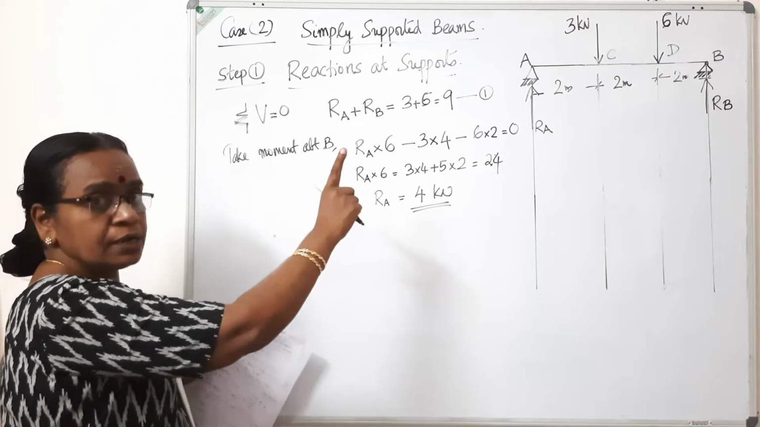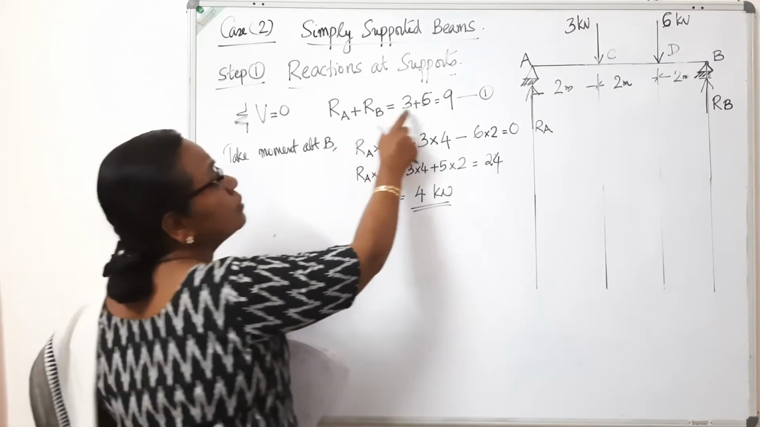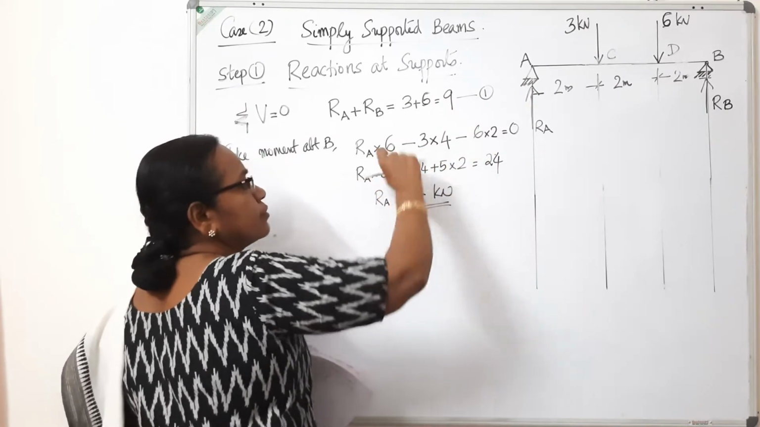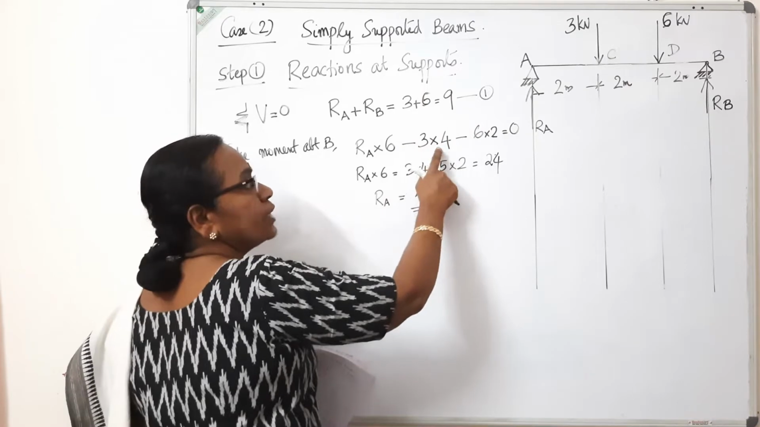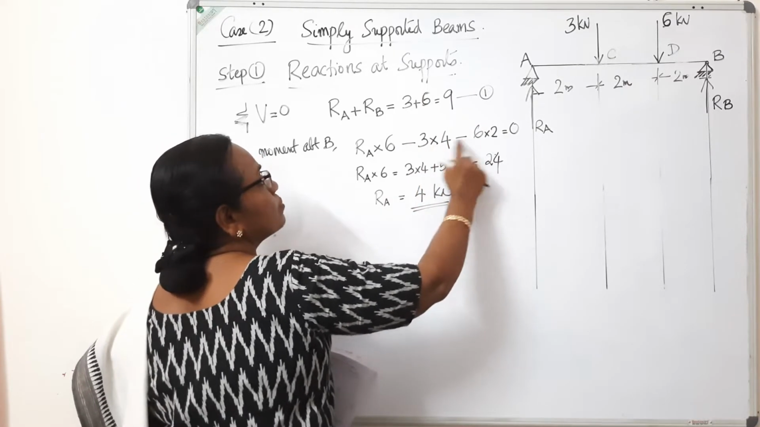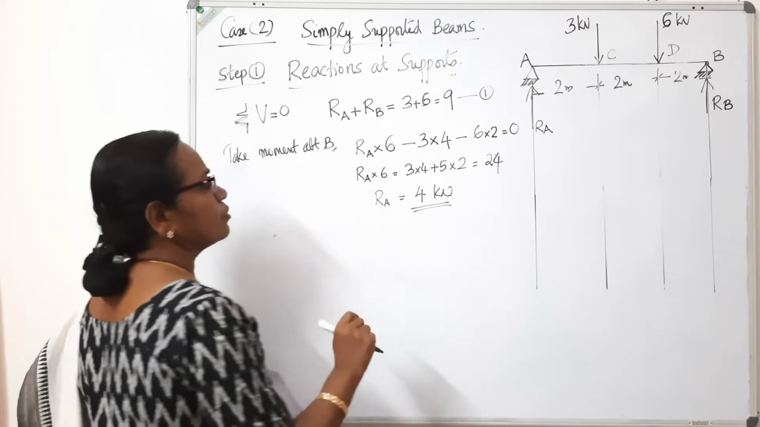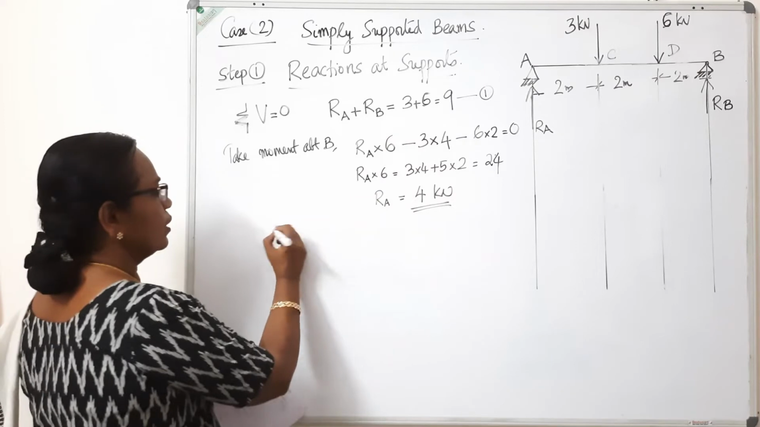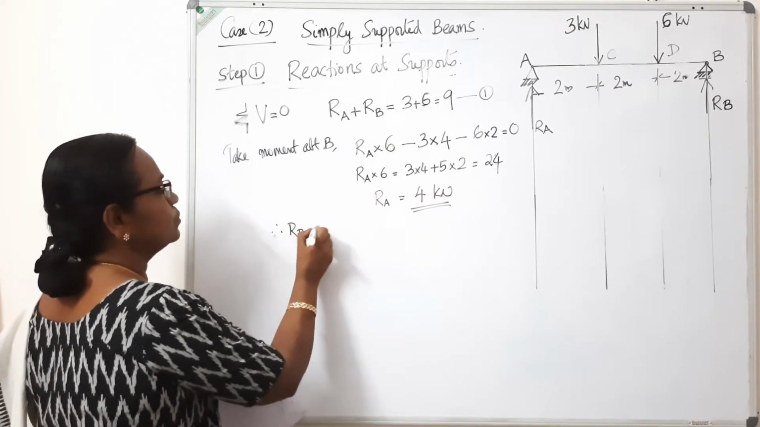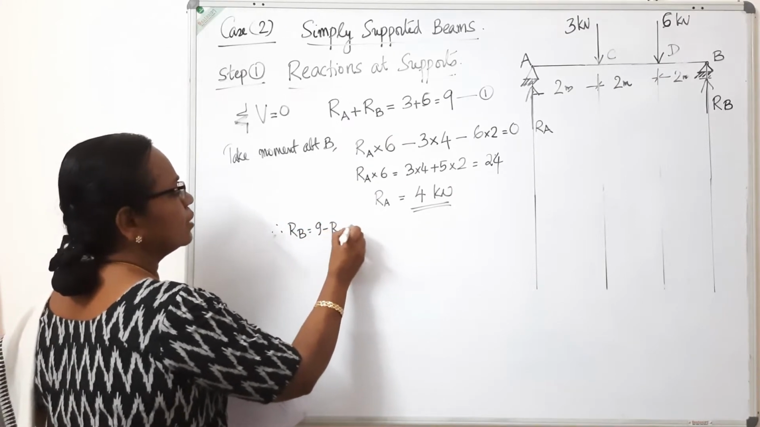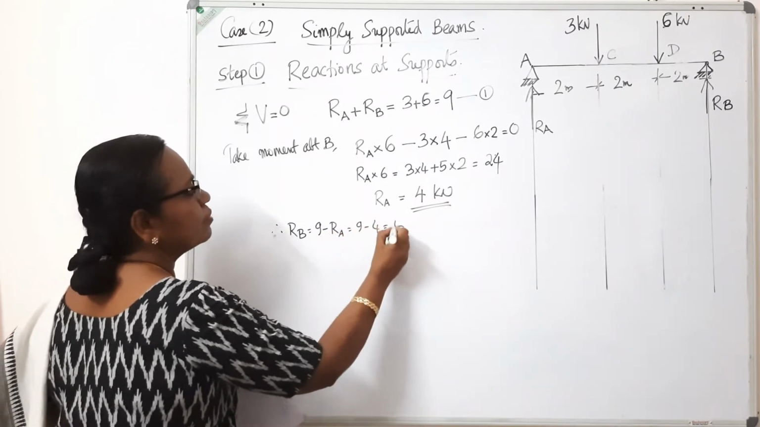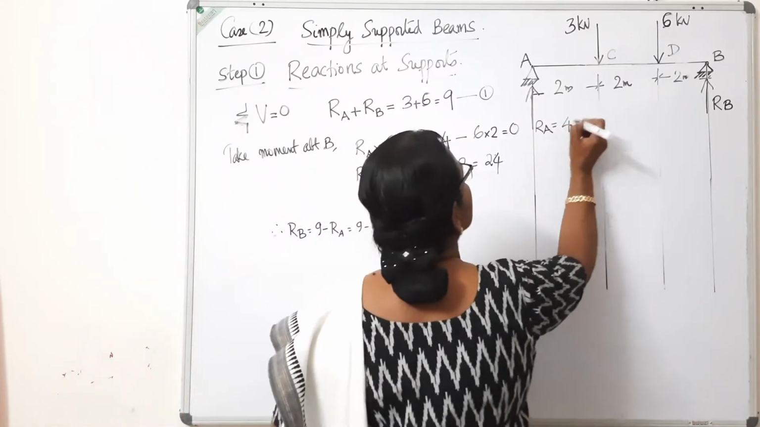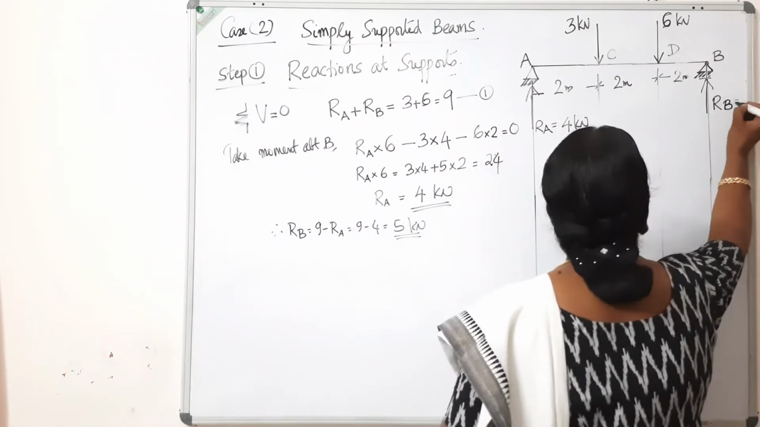So, I'll repeat once again. RA plus RB is equal to 3 plus that load 6, 3 plus 6, 9. Taking moment about B, RA into 6 clockwise moment, 3 into 4 anti-clockwise moment, 6 into 2 anti-clockwise moment, so minus is equal to 0. From that we get RA is equal to 4. Now substitute this RA here. RA plus RB is 9. Therefore, RB is equal to 9 minus RA, 9 minus 4, 5 kilonewton. So this RA is 4 and this RB is 5.